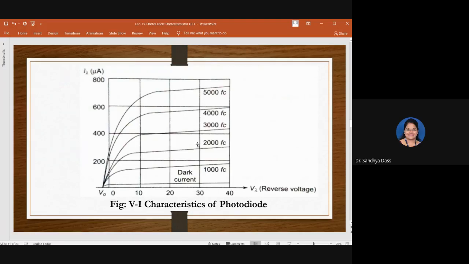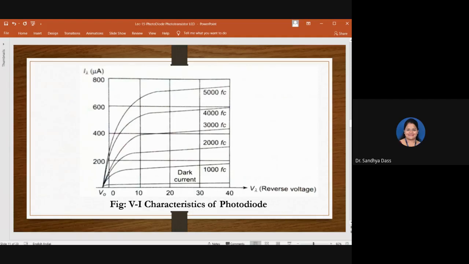So that is the drawback of this photodiode, that even with a higher intensity of light falling on it, the current coming out from the device is quite small. But again, it is still a popular device as a photo sensor.